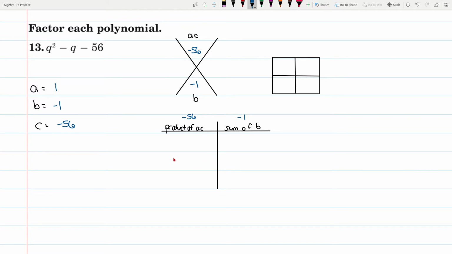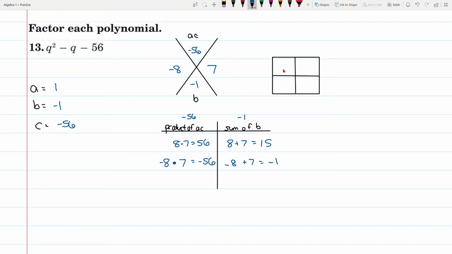And I kind of lock in on 8 times 7 here. 8 times 7 is 56. But obviously 8 plus 7 is not negative 1, it's 15. But if I'm looking for negative 1, try negative 8 times a positive 7. That's a product of the negative 56 we're looking for. And negative 8 plus 7 is the sum of negative 1 we're looking for. And so the negative 8 and the 7, negative 8 times 7 is negative 56. Negative 8 plus 7 is negative 1.